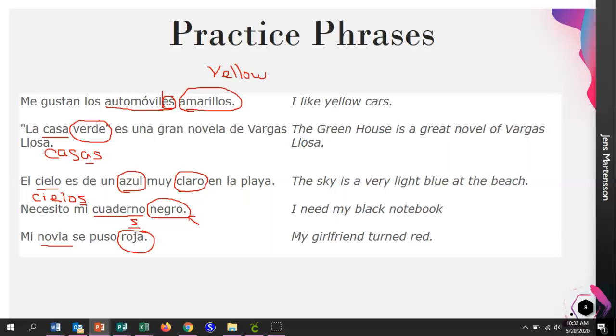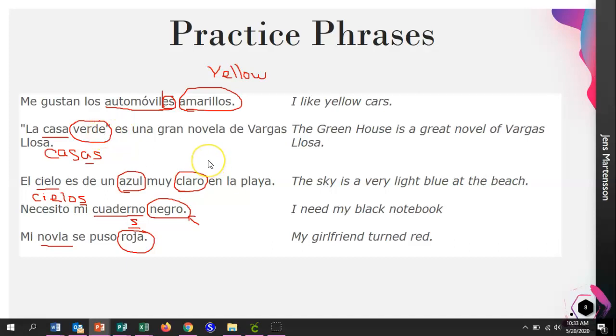All right, the next sentence reads, La casa verde es una gran novela de Vargas Llosa. The Green House is a great novel of Vargas Llosa. So our noun is casa. Verde is our adjective, and it is actually singular. If we wanted to make it plural, because casa ends in a vowel, we would add an S. To make verdes plural, we would add just an S because it's already a vowel, correct?